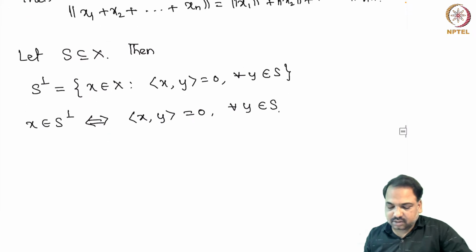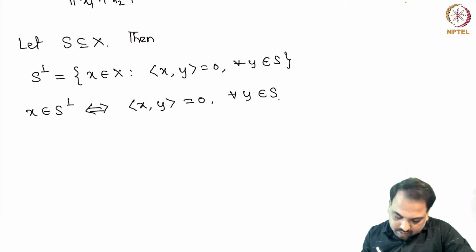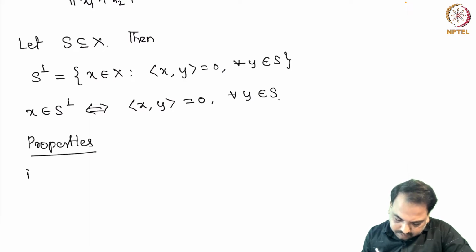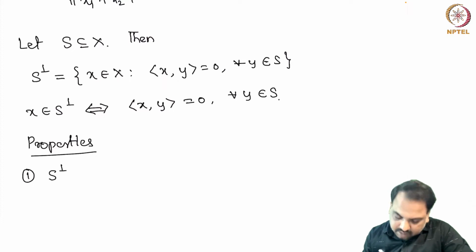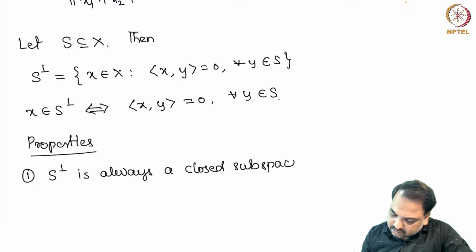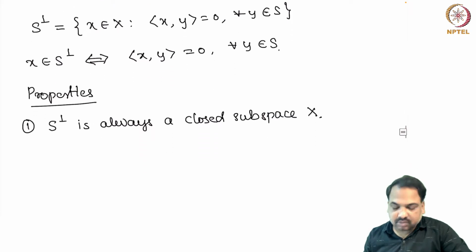Okay. Now using this definition we can obtain a few important properties. So we started with S to be a subset of X. We don't know whether it's a subspace or not, but we can always show that S perp is always a closed subspace of X. This we can show by using the continuity of the inner product in both variables.